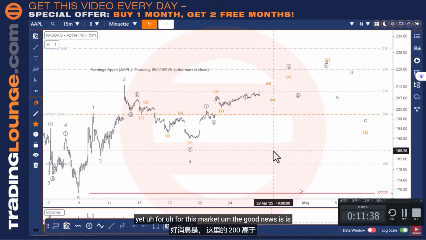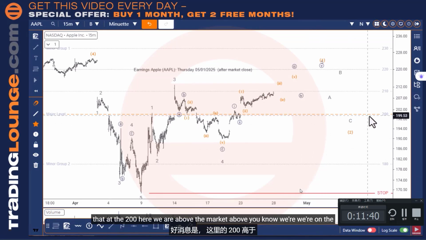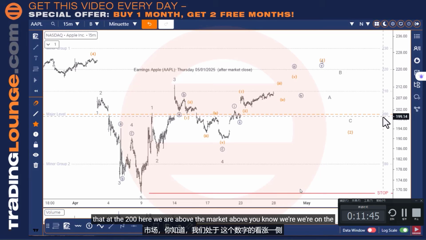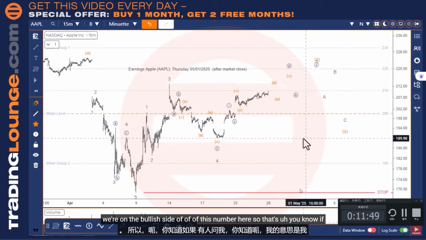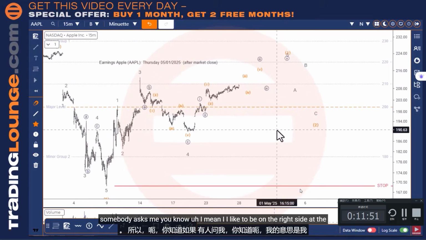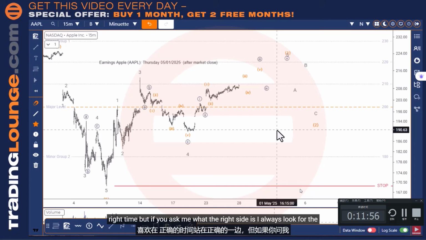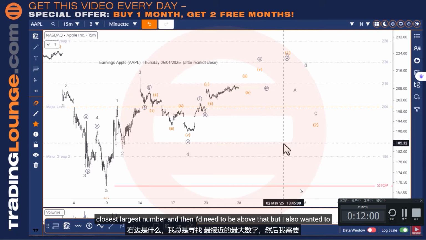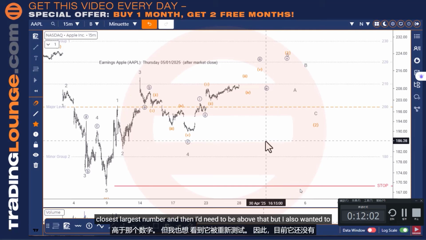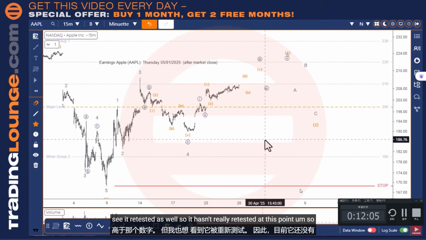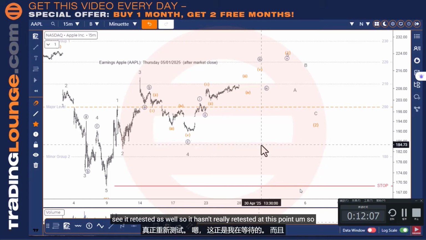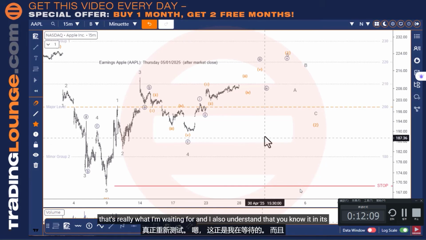The good news is that at the 200 here, we're above the market, on the bullish side of this number. I like to be on the right side at the right time, but if you ask me what the right side is, I always look for the closest, largest number, and then I'd need to be above that. But I also wanted to see it retested as well. It hasn't really retested at this point, so that's really what I'm waiting for.